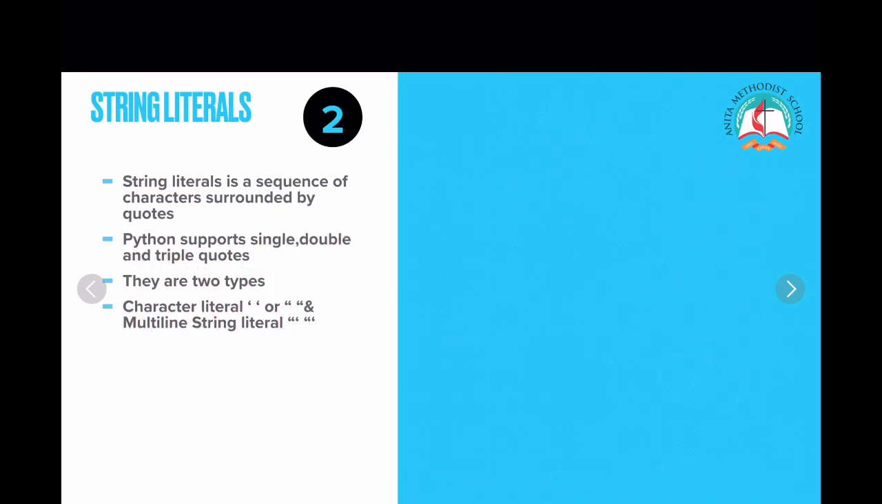They are of two types. First is character, which may be a single or double quote. A multi-line string literal uses triple quotes. So first is character and second is multi-line. Character uses a single quote or it may be a double quote, and then the second concept is the multi-line literal.